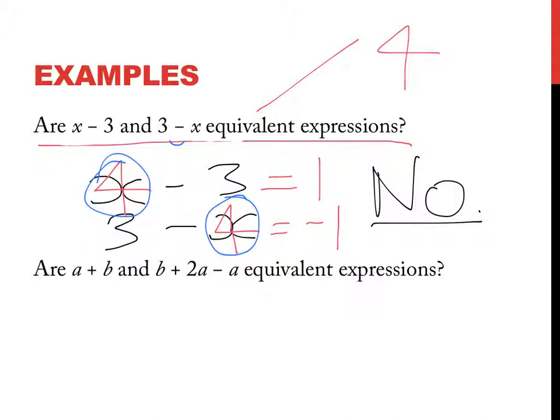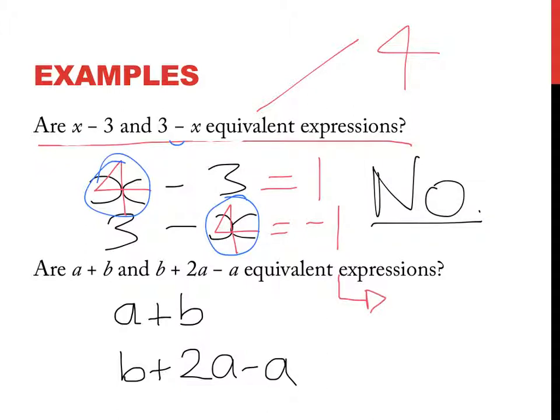Are a plus b and b plus 2a minus a equivalent? A plus b and b plus 2a minus a. I've got two pronumerals this time, but I'm going to use the same idea that I used in the last example. There's a few ways to do this. Let's say a equals 2 and b equals 3.